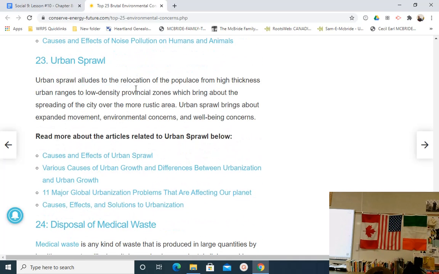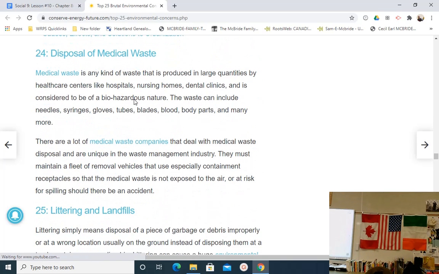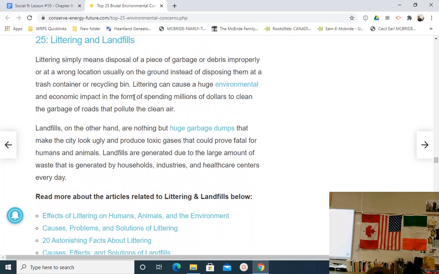Urban sprawl alludes to the relocation of the populace from high density. Disposal of medical waste. What do we do with those tubes and blades and blood and body parts and many other things? And finally, littering in landforms.